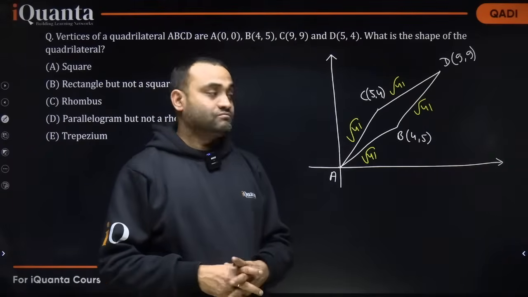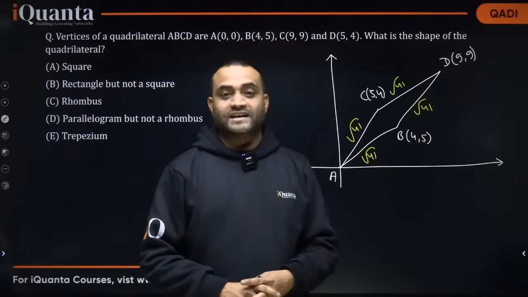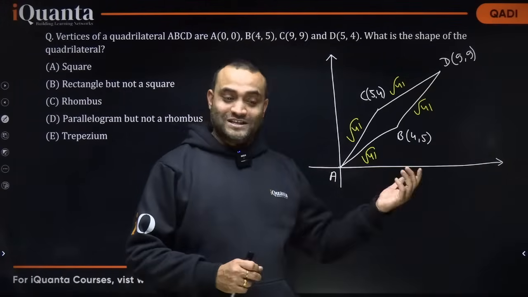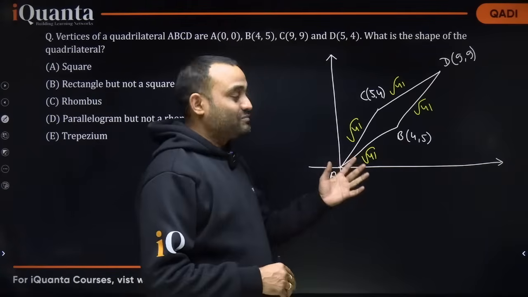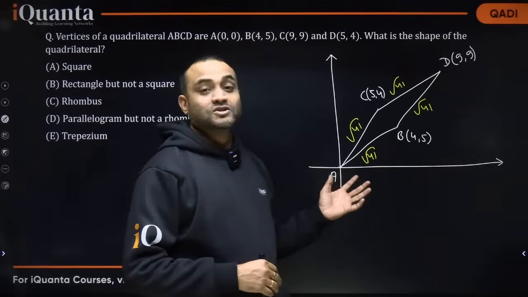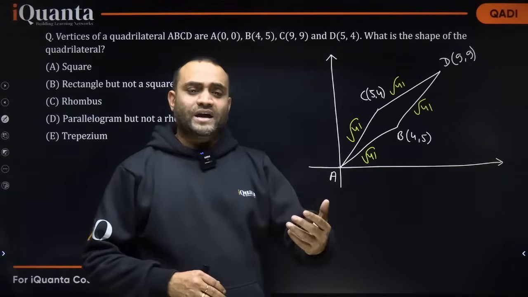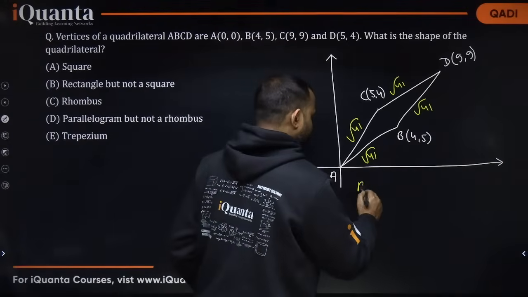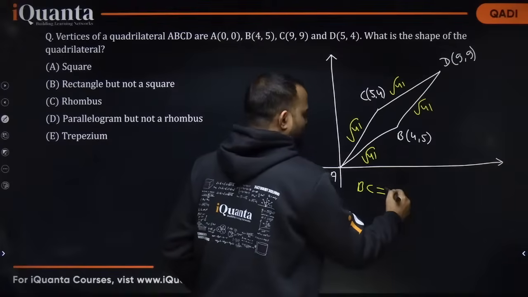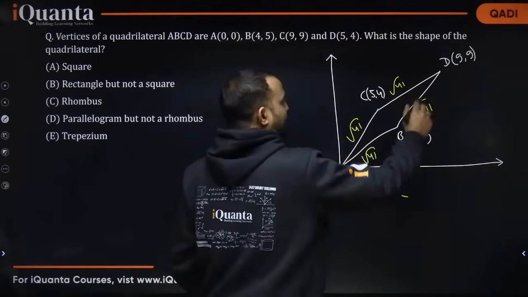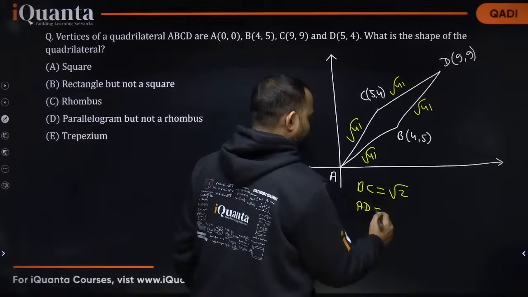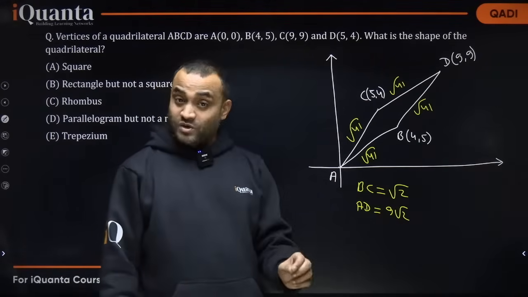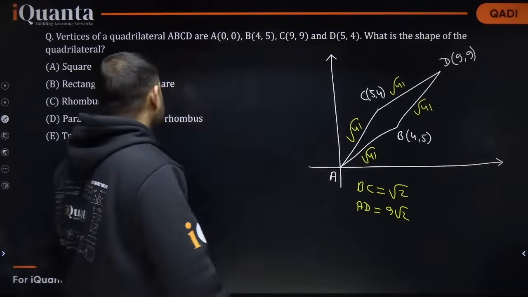How do we figure out? Although just by looking at it, you can say that it's a rhombus, but not always will you be able to draw these points on a number line or coordinate axis. So how do we figure out? In a square, the diagonals are of equal length. So if you figure out, BC will be equal to root 2 and AD will be equal to 9 root 2. This tells you that both the diagonals are not equal. That means it's not a square, it's a rhombus.